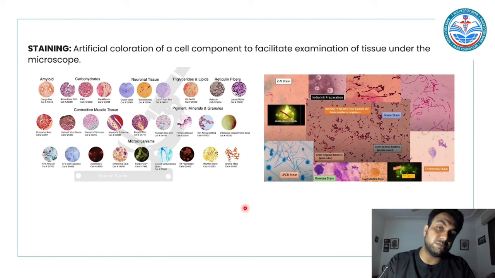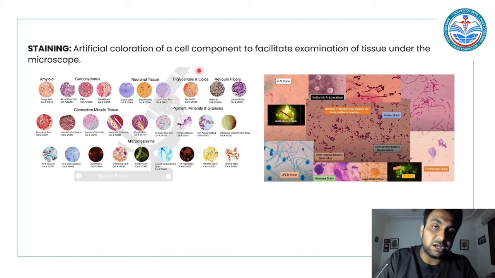So I have given this beautiful diagram here. Maybe you can take a screenshot and zoom in. If you see, for amyloid, we use Congo red stain. For carbohydrates, we can use Alcian blue or PAS. PAS means periodic acid Schiff stain. For neuronal tissues, we basically use the most common, that is Luxol fast blue.